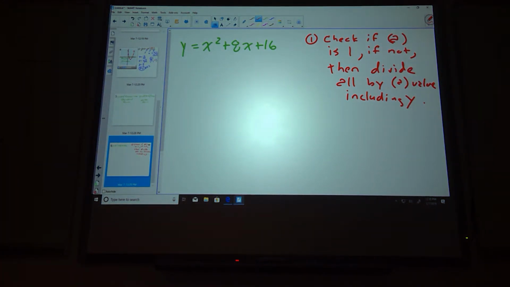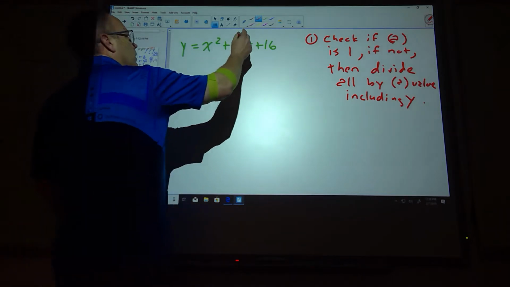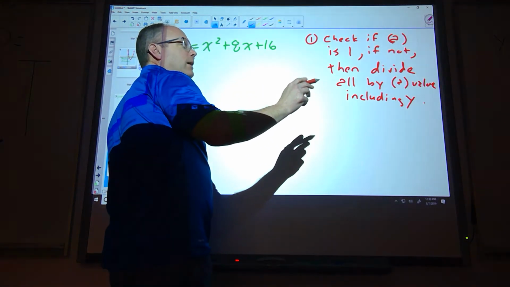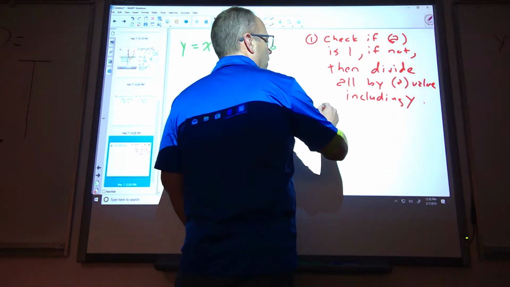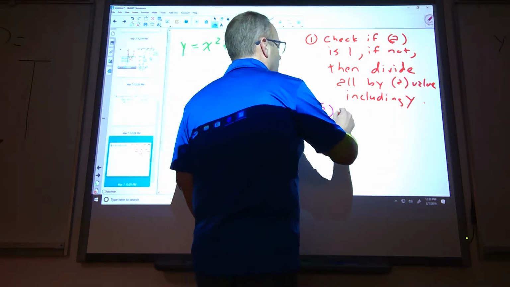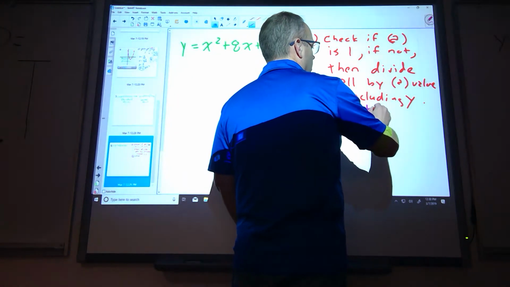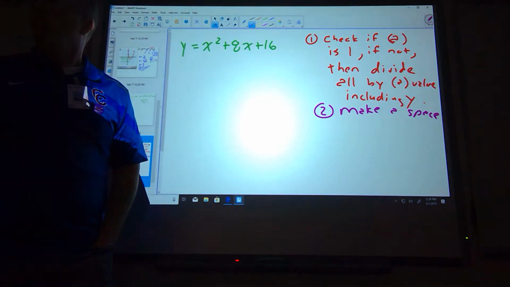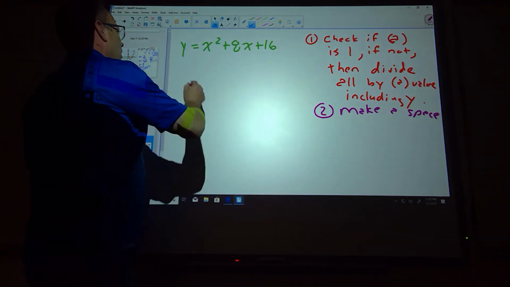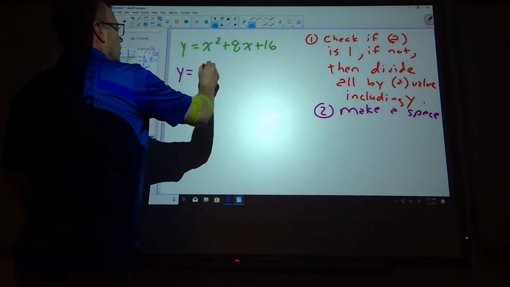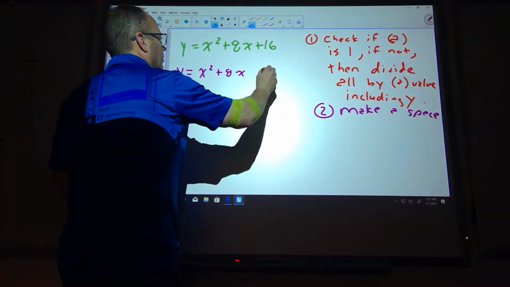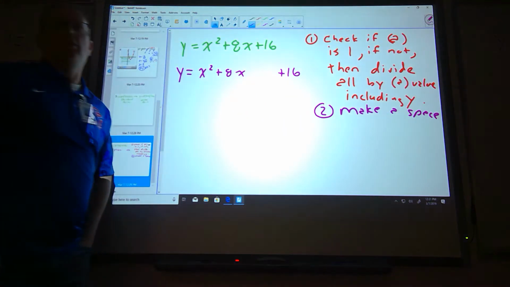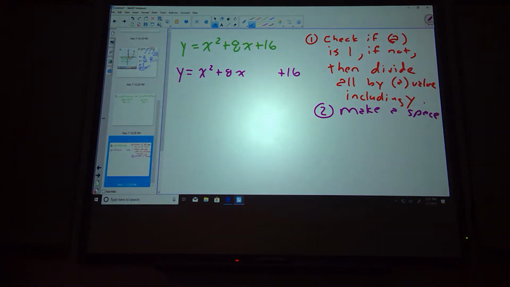So now we're ready for our next step. If you sit and watch rather than write down, I'll give you time to write it all down in a second. Step 2. Make a space. Here's make a space. Can you see the space I made? Pretty mathematical, isn't it? Made a space.